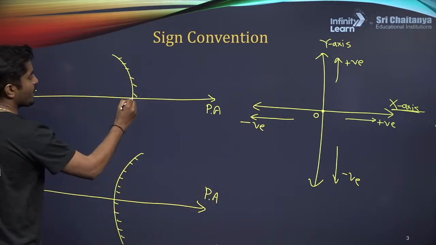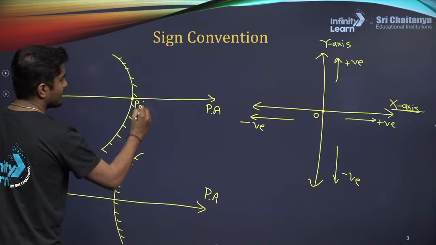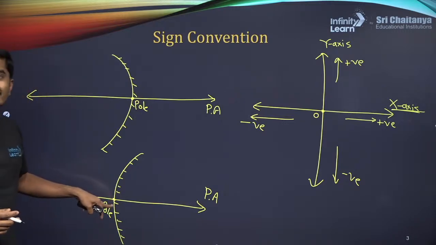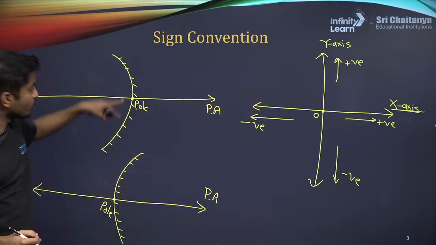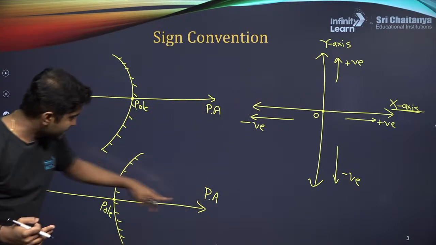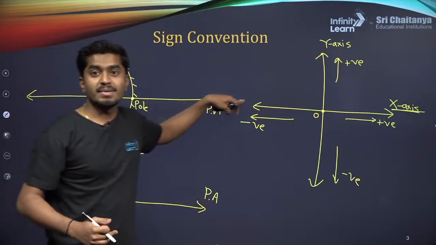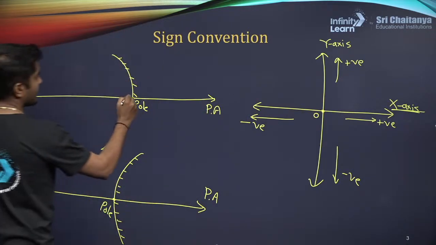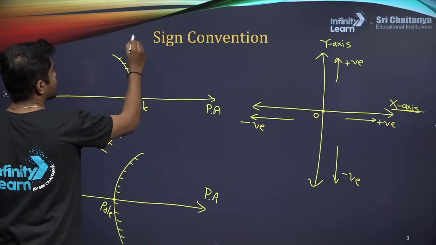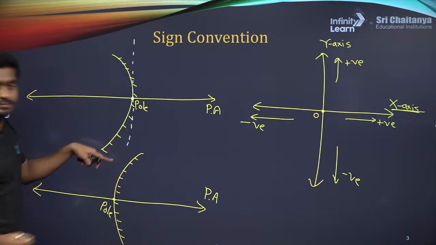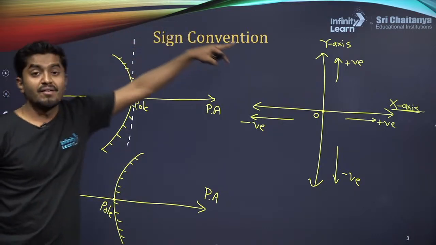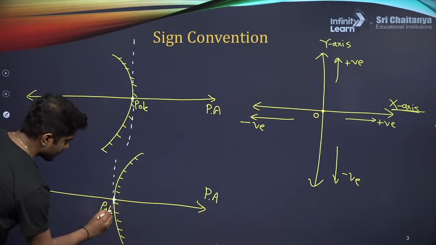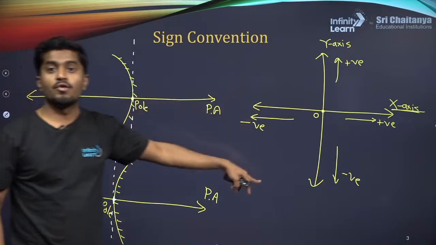So now this point is the pole. Do you remember this point is our pole? This pole will act like an origin. Pole क्या है दोनों mirrors में? It is the origin. The principal axis is similar to the x axis. Now draw an imaginary line here which is perpendicular to the principal axis. दिख रहा है सबको? This imaginary line will act like our y axis. Similarly, draw another imaginary line here, which will also act like our y axis.